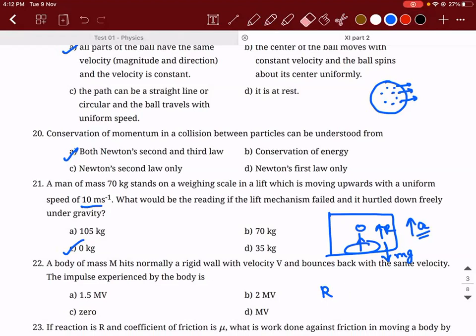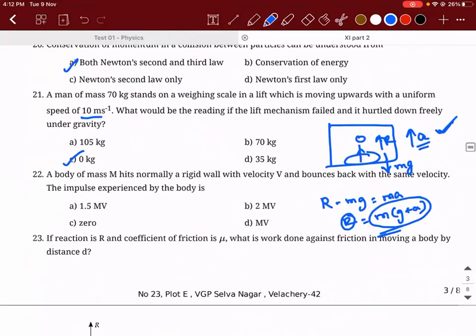So we know that mg. Can I say R minus mg is equal to ma? So R will be equal to m into g plus a. So this is the value of reaction force that would have acted had the lift moved in the upward direction. Means the weighing machine will show this much value. Okay. Similarly, had the lift been moving in the downward direction, what would have happened?